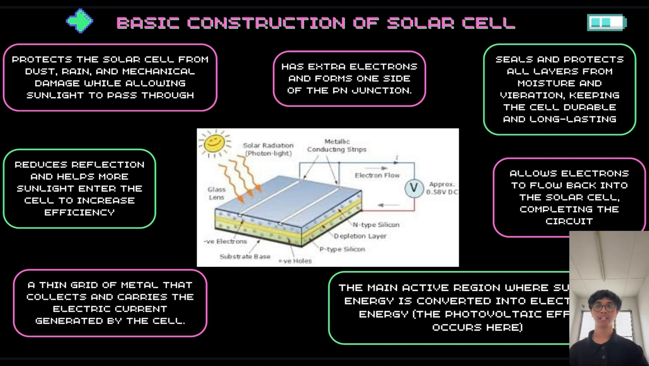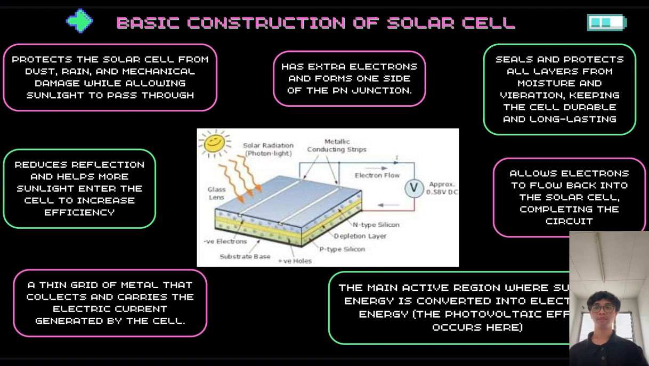Beneath that is a thin metallic grid. It collects and carries the electric current generated by the cell. Now, moving deeper inside, we find the semiconductor layers that form the heart of the solar cell. The N-type silicon layer contains extra electrons, while the P-type silicon layer has missing electron or holes. These two layers form the PN junction.